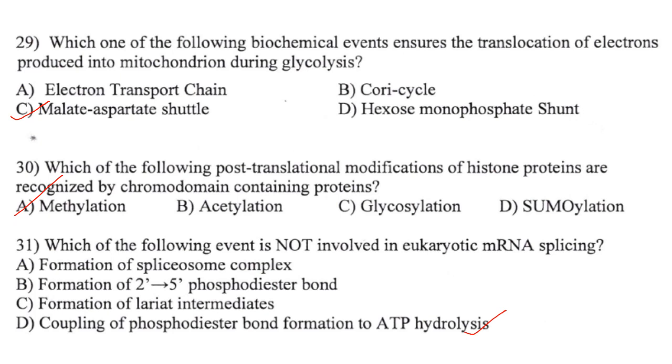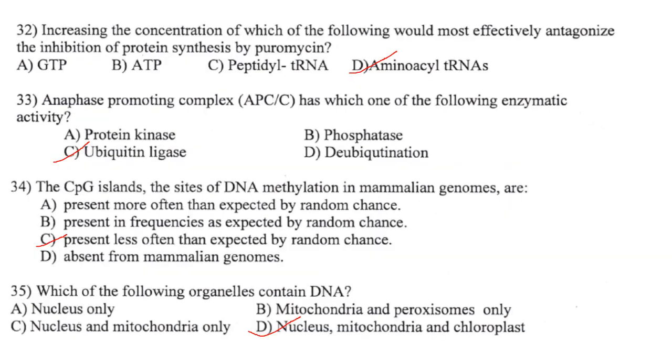Then next one. Which of the following events is not involved in eukaryotic mRNA splicing? Formation of spliceosome complex, that is involved. Formation of 2'-5' phosphodiester bond, yes. Formation of lariat intermediates, yes. Coupling of phosphodiester formation to ATP hydrolysis, that is not involved. So the answer is option D.